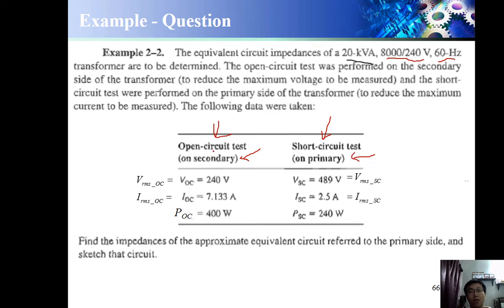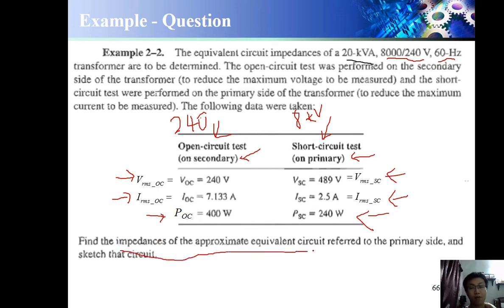It is very important. On the secondary side, open circuit, V RMS. Secondary side means it is done at 240 volt. On the primary side, which is 8000 volt, 8 kV. So we have V RMS, I RMS, POC. We have V RMS short circuit, I RMS short circuit, PSC. All are given. What they want us to do is find the impedance of the approximate equivalent circuit, referred to the primary side, and then sketch the circuit.